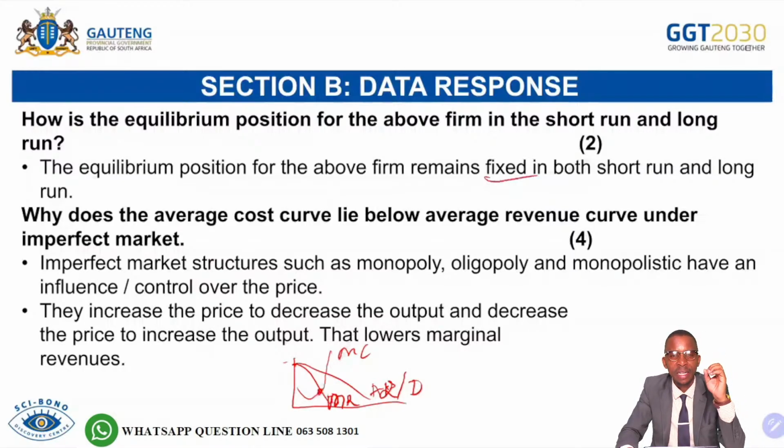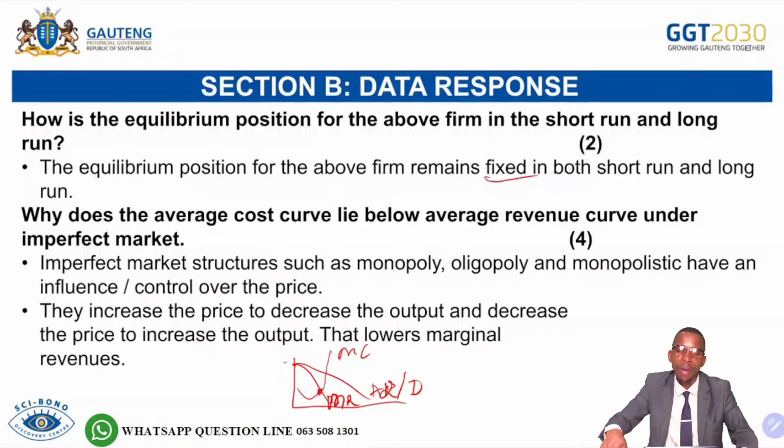Remember, under the monopoly, as I said before, the monopoly firm will always increase the price to decrease the output, which will lower the marginal revenue, and decrease the price to increase the output, which will always affect the marginal revenue. Also, marginal revenue and average revenue are only equal at the beginning, at our top left, where they begin. As they slope downward, they will split, and then MR will be lying below AR.